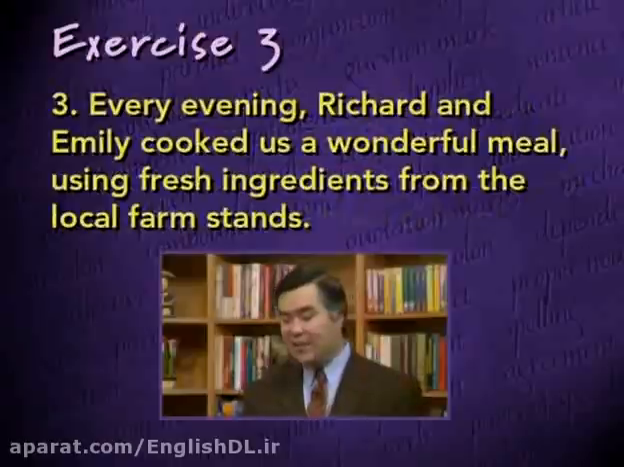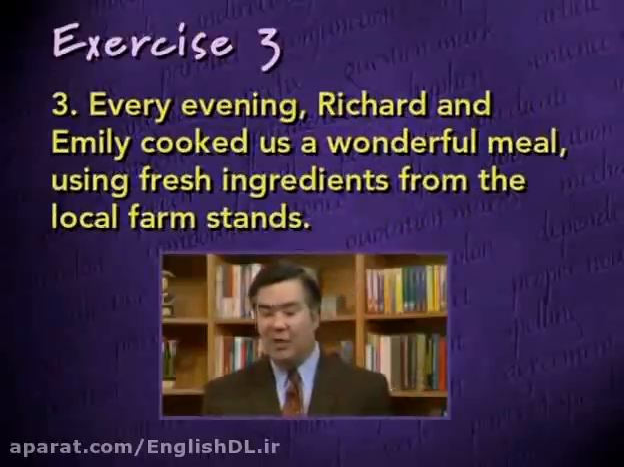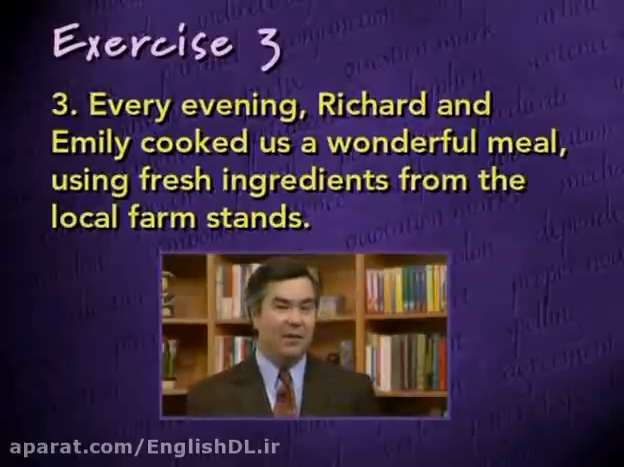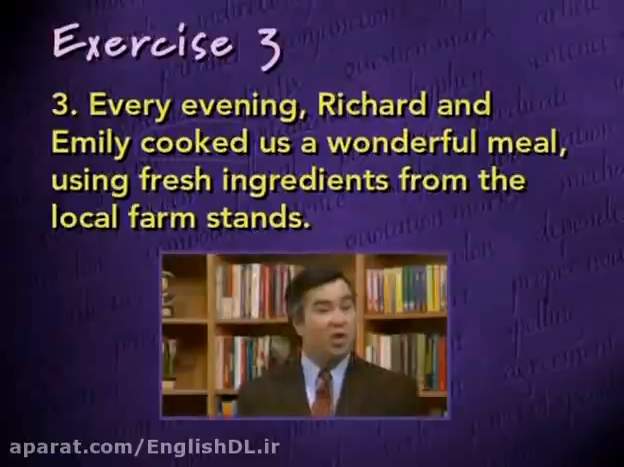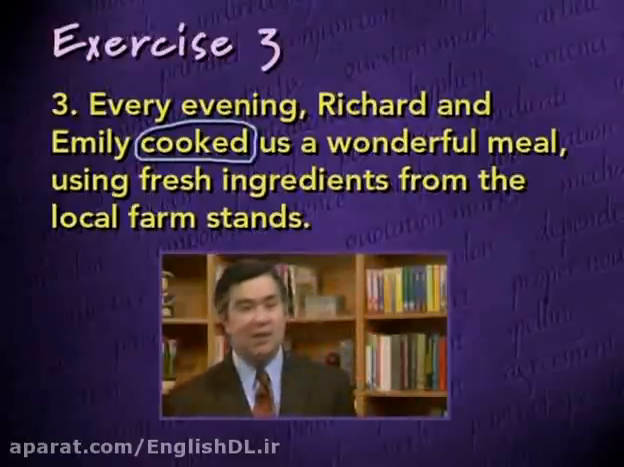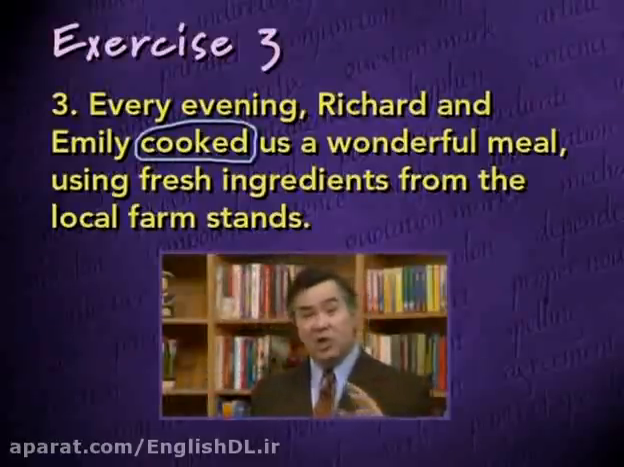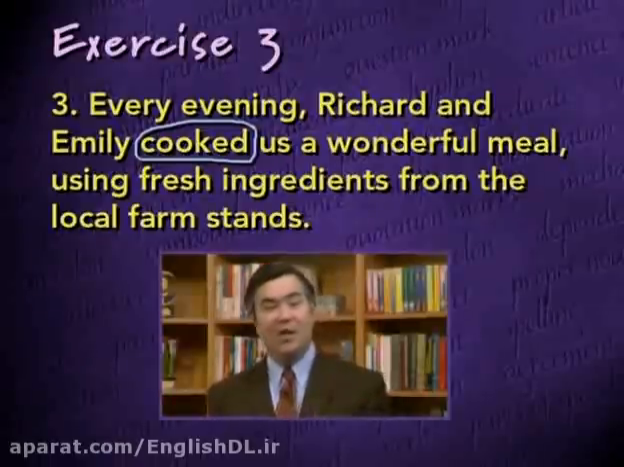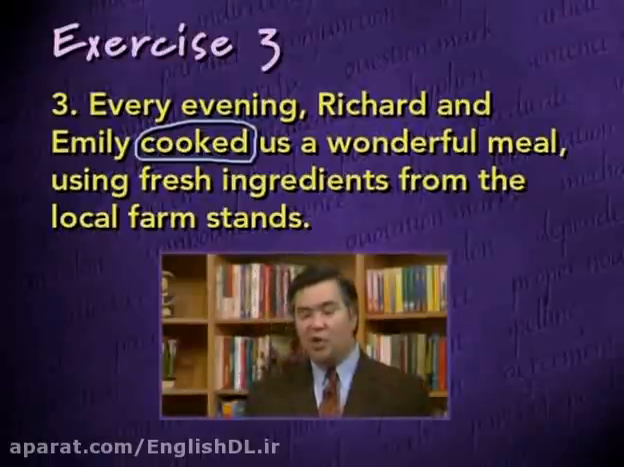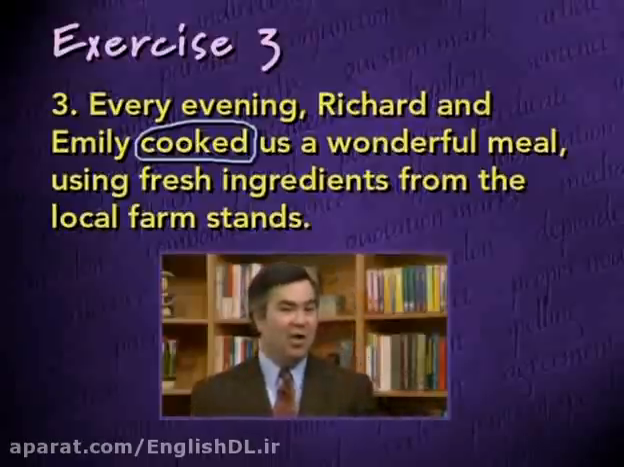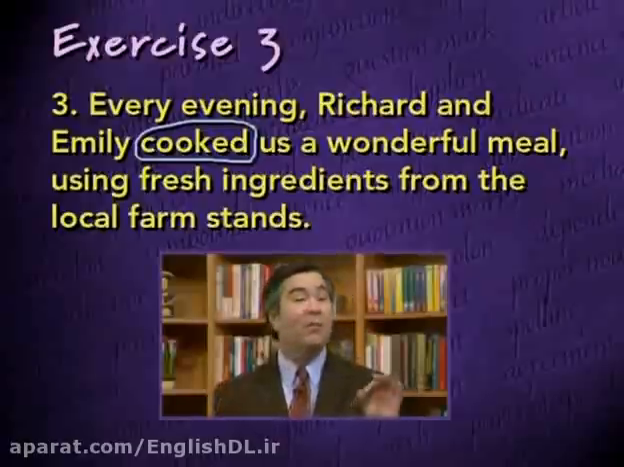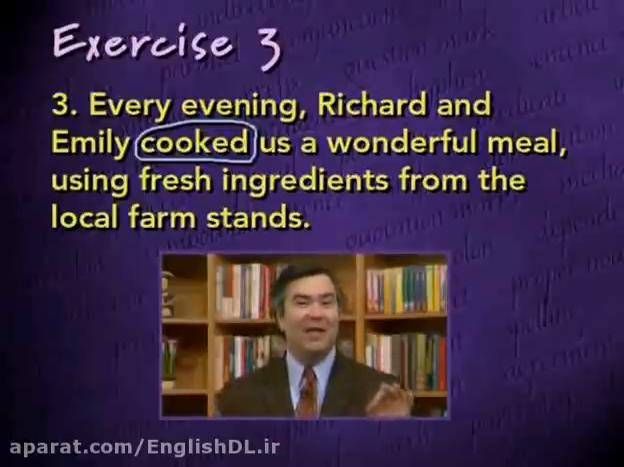Let's look at our next example. Every evening, Richard and Emily cooked us a wonderful meal using fresh ingredients from the local farm stands. What's the verb here? The verb is cooked. That describes the action of the sentence. Who or what did the cooking? Richard and Emily. They're the subject of the verb cooked, and it's, of course, a compound subject because there are two nouns there linked by the coordinating conjunction and. So Richard and Emily cooked. Now, what did they cook? That is, what's the direct object of the verb? What they cooked is a wonderful meal. So the noun meal is the direct object.